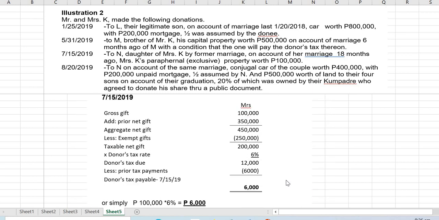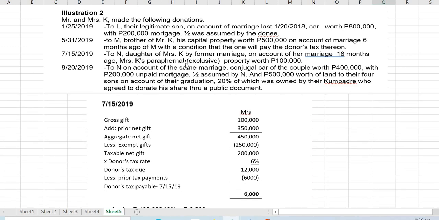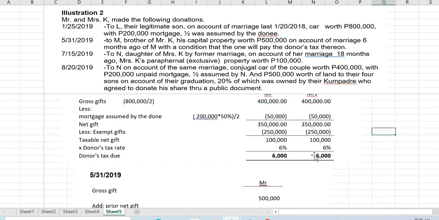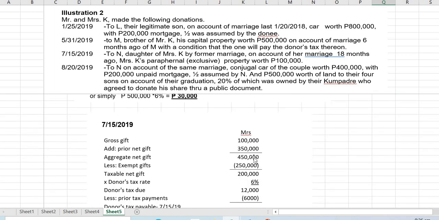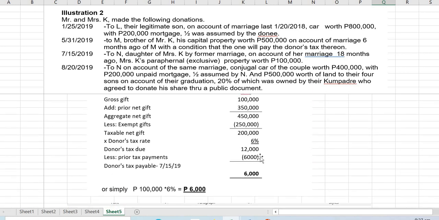Next, July 15. What was donated is the exclusive property of Mrs. It's worth 100,000. Add her prior net gift of 350, so 450, less 250, the taxable net gift is 200,000. Times 6%, so the donor's tax due is 12,000. Then deduct the 6,000 she paid on January 25, 2019. So the donor's tax due is 6,000. Or simply, the 100,000 net gift on July 15 times 6%, so 6,000.